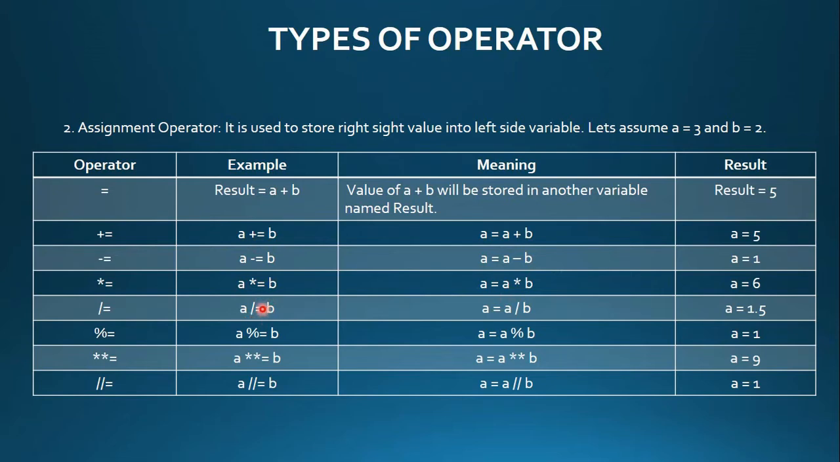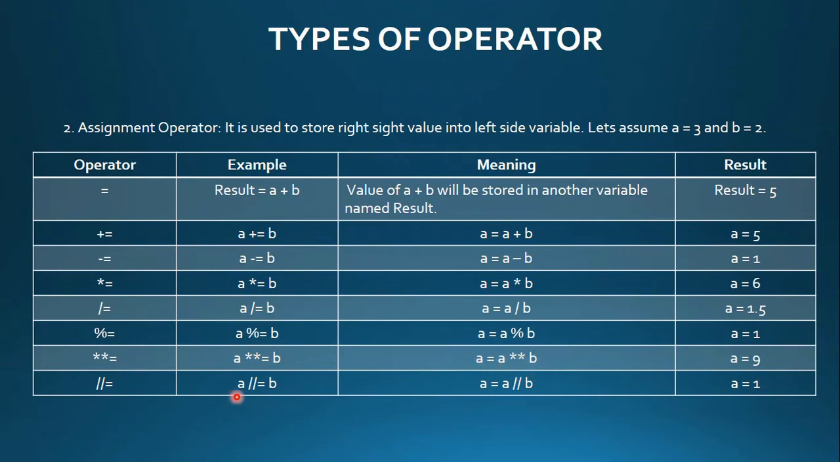If you write a divide equals to b in Python console, what does it mean? It means a equals to a divided by b. If you write a modulus equals to b in Python console, what does it mean? It means a equals to a modulus b, and a will be initialized with the modulus value a modulus b. Next one is a exponent equals to b. What does it mean? a equals to a exponent b.